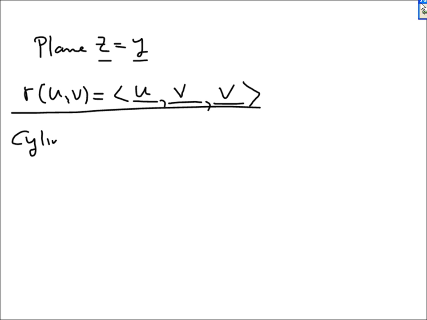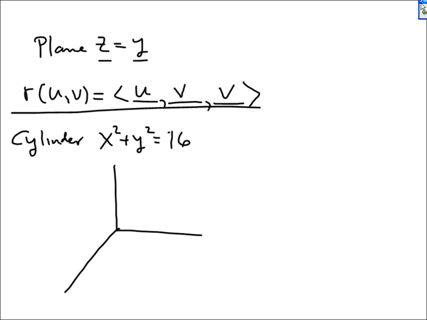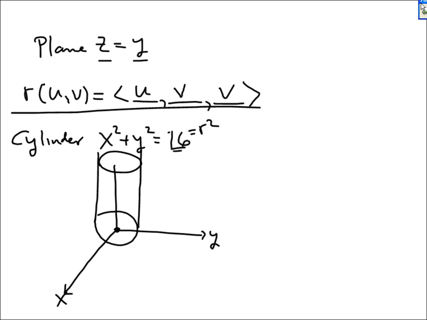Suppose you are given the cylinder x squared plus y squared is equal to 16. It's a cylinder. It has three dimensions. Z can be anything. In the xy plane, you have a circle of radius 4, because that's r squared, so r would be 4. And you can go up. Z can be anything. X squared plus y squared must equal 16, but z can be anything.